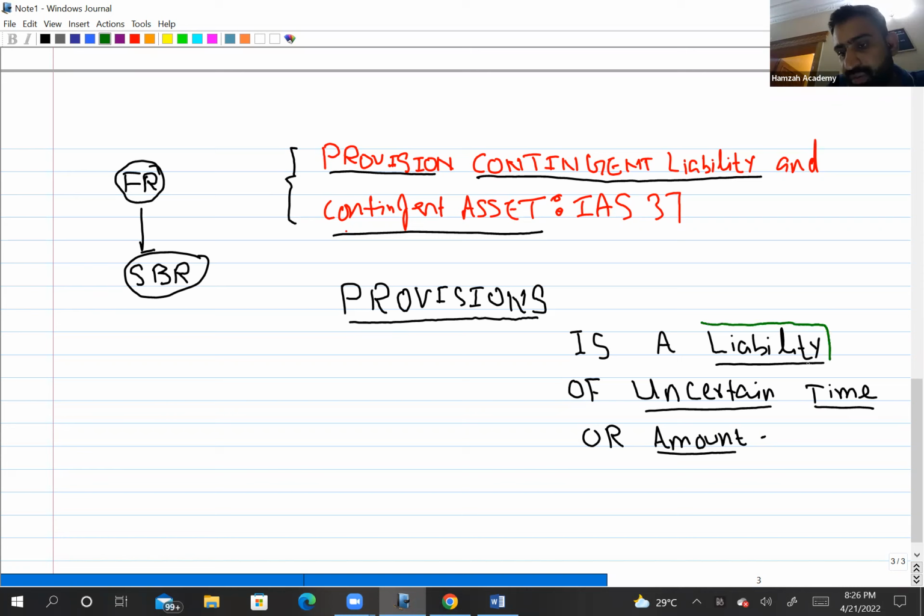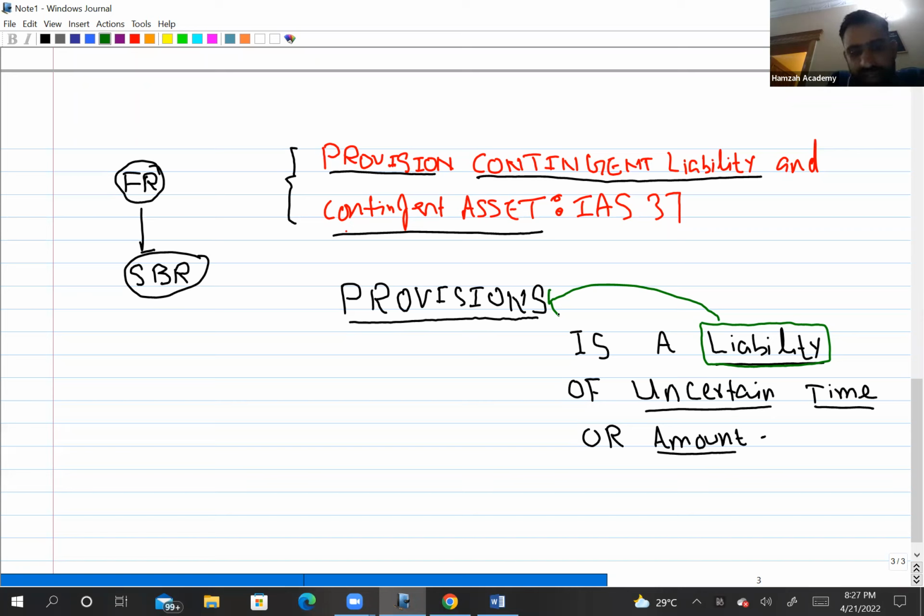First of all, it is a liability. But in this liability, the timing of the settlement of the liability or the amount required to settle the liability is not certain. That's why such liabilities are known as provisions. So to be a provision, it is necessary that it should meet the definition of a liability. If something does not meet the definition of the liability, then it can't be a provision, because a provision is a liability.